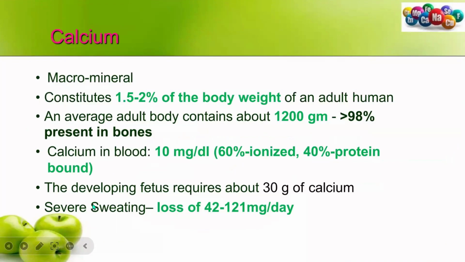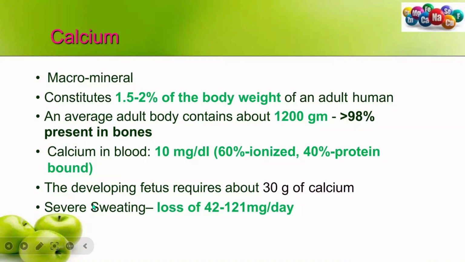Okay, so now at the same time, we also need to understand the calcium constituent. The constituent of calcium in the body is about 1.5% of the body weight of adults. And of course, an average adult body contains about 1,200 grams. And in the blood, we need about 10 milligram per dl.